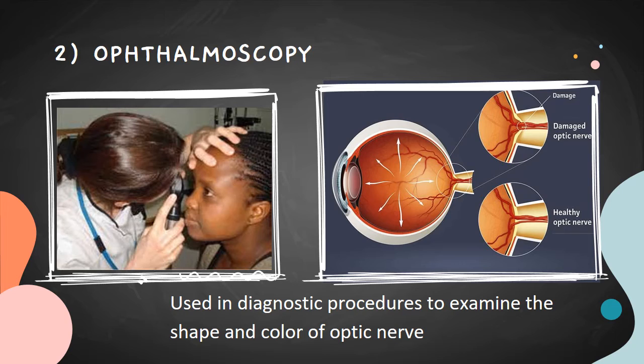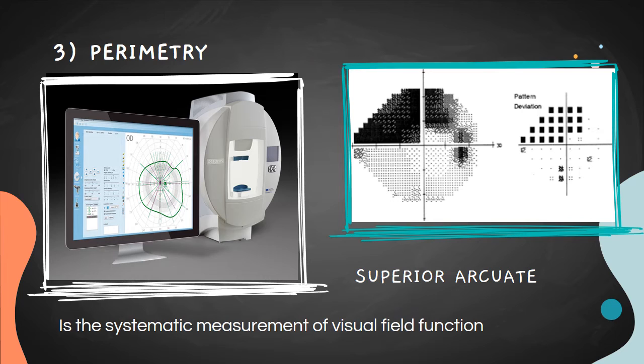Ophthalmoscopy is used in a diagnostic procedure to examine the shape and color of the optic nerve. Higher pressure in the eye may lead to optic nerve damage in glaucoma. Okay, this is perimetry. Perimetry is a visual field test that produces a map of the complete field of vision. The picture on the right side is an example of the superior arcuate defect visual field in glaucoma.